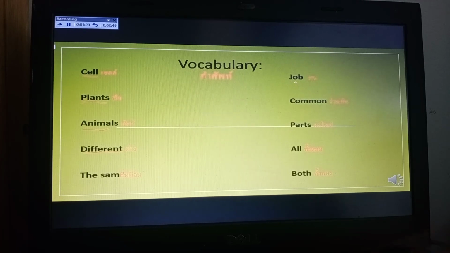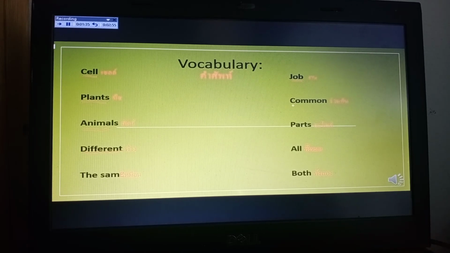Okay? Next we have job. Job. Next, common. Common. Parts. Parts. All. All. Both. Both.